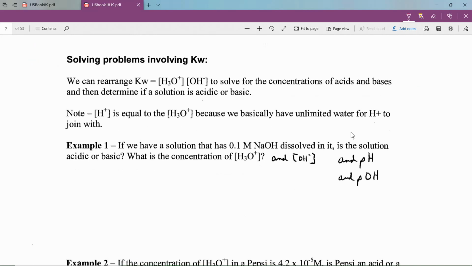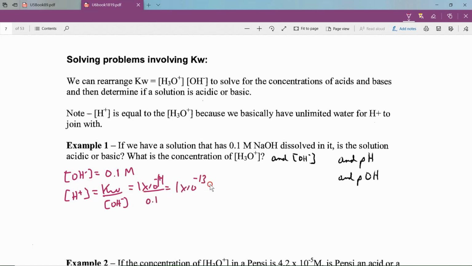Okay, so let's go straight to the example here, 0.1 molar NaOH. What's the concentration of everything? So it's 0.1 molar NaOH, so that means OH minus is 0.1 molar because NaOH breaks apart 100%. And then my H plus is going to be Kw over OH minus, so 1 by 10 to the minus 14 divided by 0.1, which is 1 by 10 to the minus 13 molar.